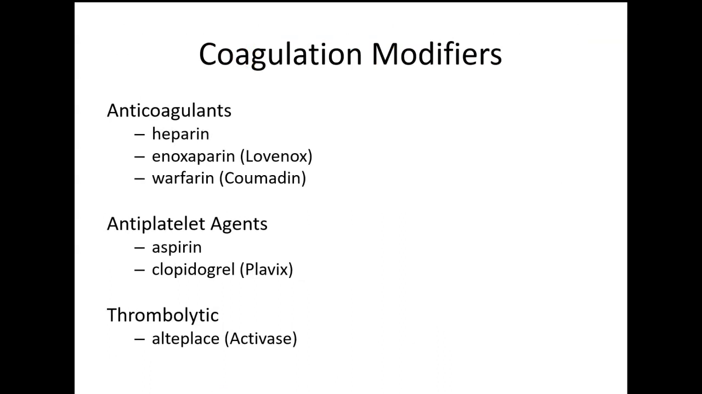Coagulation modifiers, we have 3 different types. We have 2 that are basically anticoagulation drugs, and then we have one that is actually like a clot buster, a thrombolytic, which is alteplase.